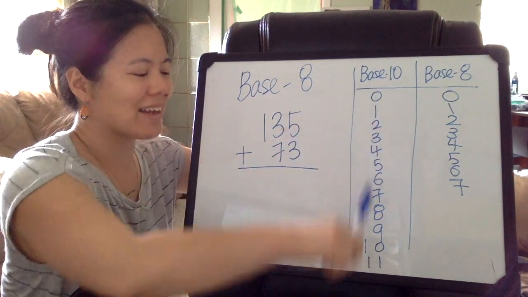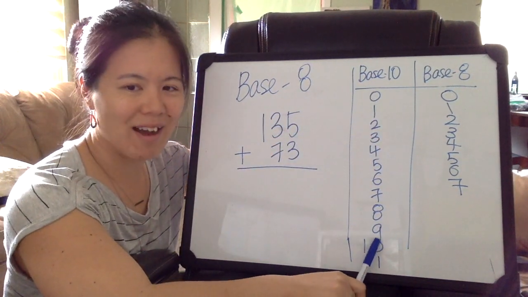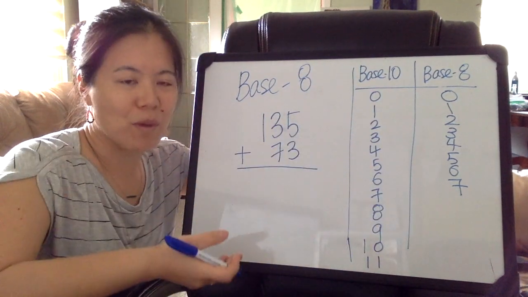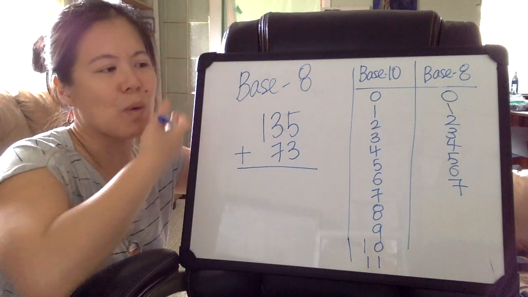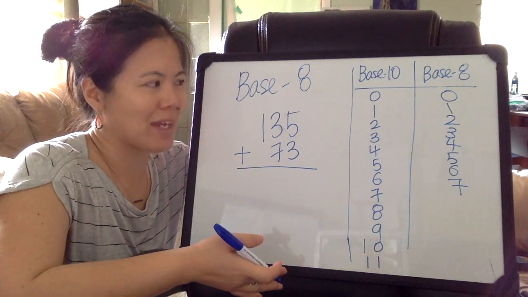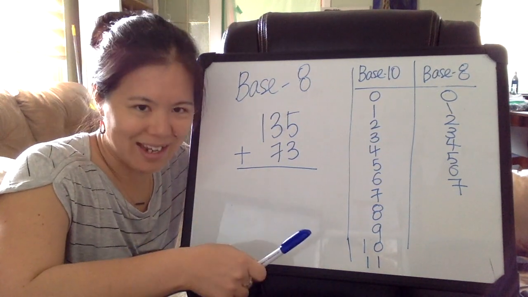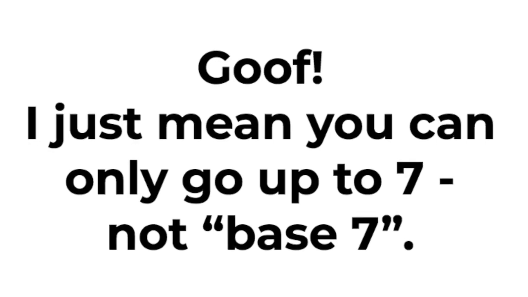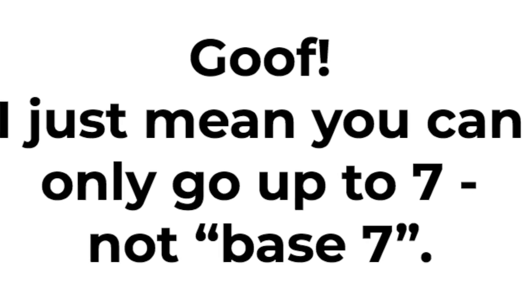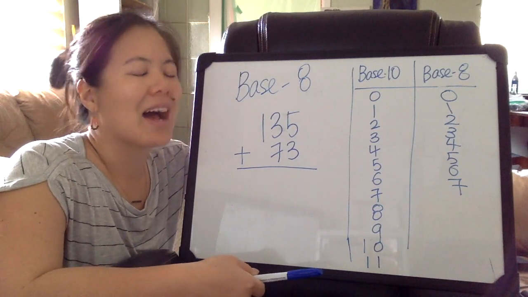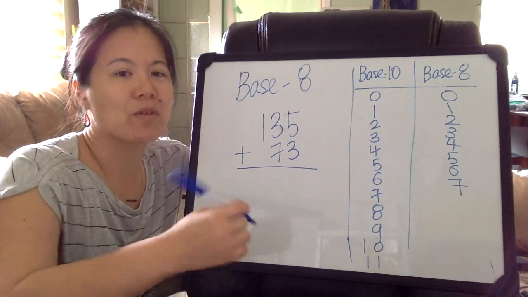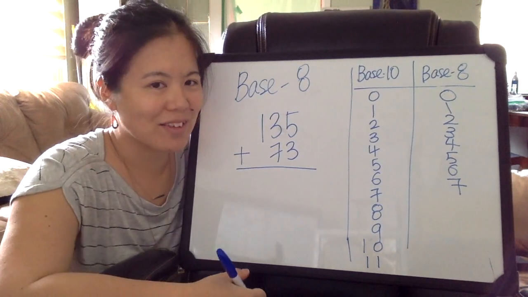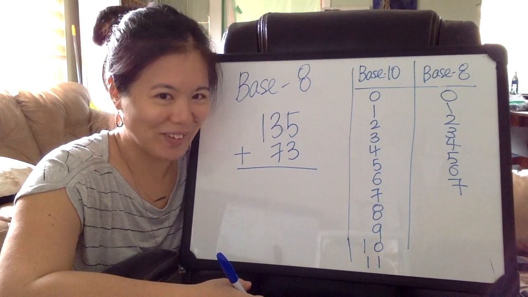With base 10, you could go up to 9 in one place value column, and you had to move over one to the left when you reached 10. So that means with base 8, you can only go up to 7. And when you get to 8, you have to move over one to the left on a place value chart. So that means you're not going to write down 8.